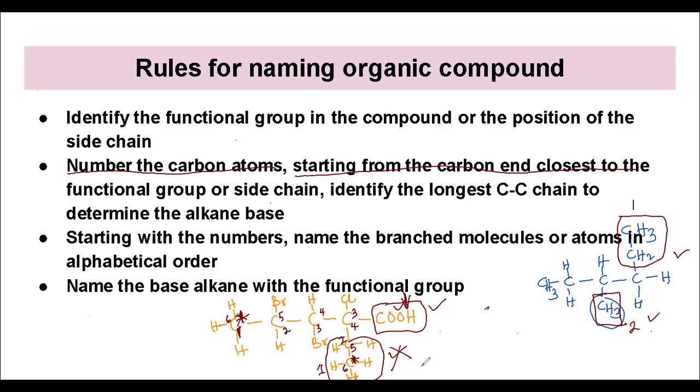Now, based on your numbering, which of these two is closest to the functional group? Is it the carbon 4 or the carbon 3? Of course, carbon 3 is closest to the functional group, meaning if we are going to number, we need to start from this carbon end, the one at the base, not the one on the far left or the one on the right.